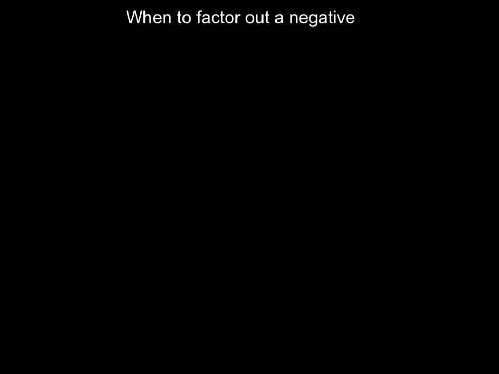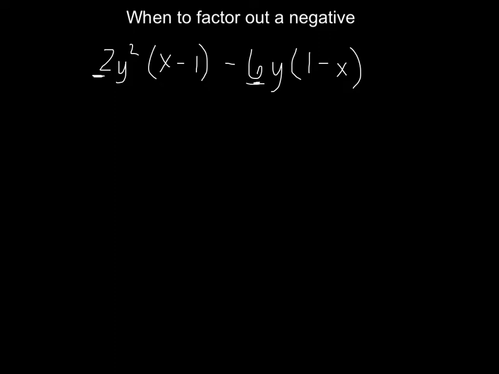Alright, so this video is about when to factor out a negative to help you simplify a problem. Back when we took our factoring test for chapter 7, when we learned all our factoring methods, we had a problem on a test that was 2y squared (x minus 1) minus 6y (1 minus x). The purpose of this problem was to look at three different things. One would be the coefficients, then the variables, and then a GCF of a quantity.